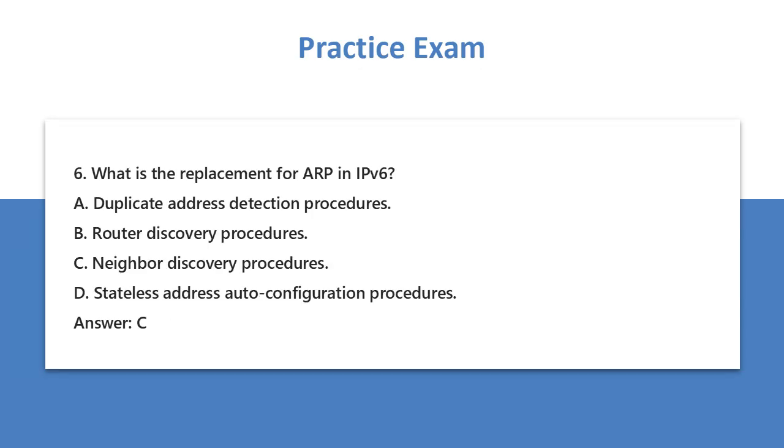6. What is the replacement for ARP in IPv6? A. Duplicate address detection procedures. B. Router discovery procedures. C. Neighbor discovery procedures. D. Stateless address auto-configuration procedures. Answer: C.